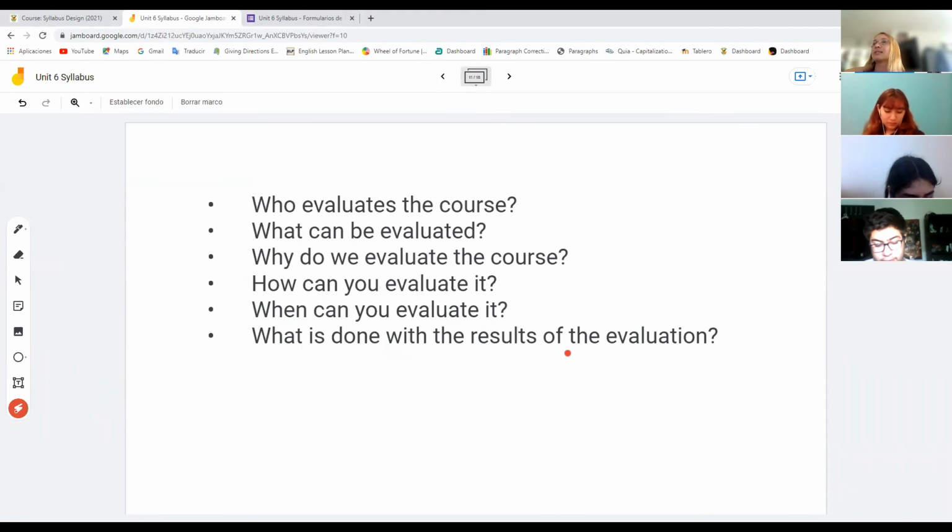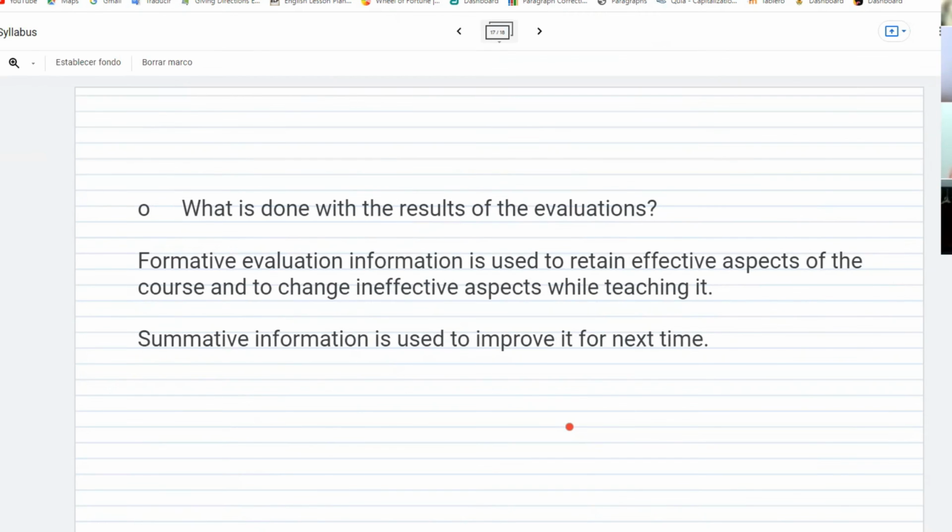What is done with the results of the evaluation? Formative evaluation information is used to retain effective aspects of a course and to change ineffective aspects while teaching it. Summative information is used to improve it for next time.